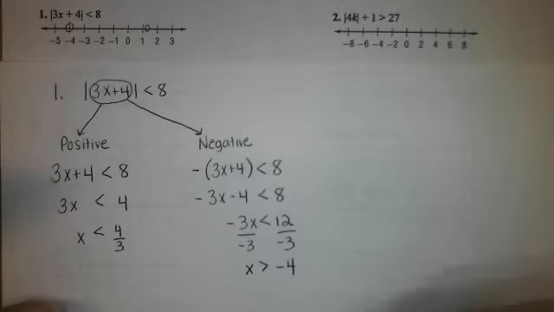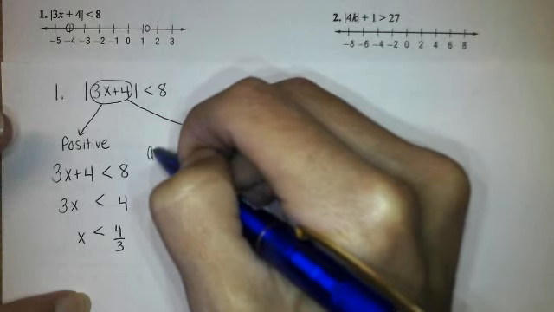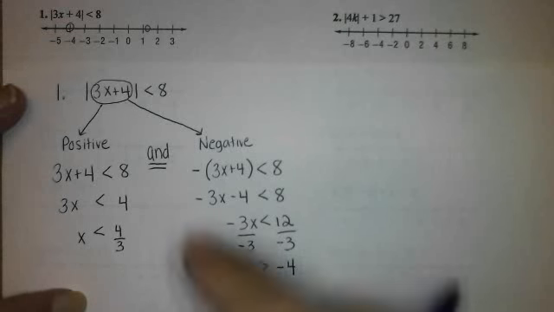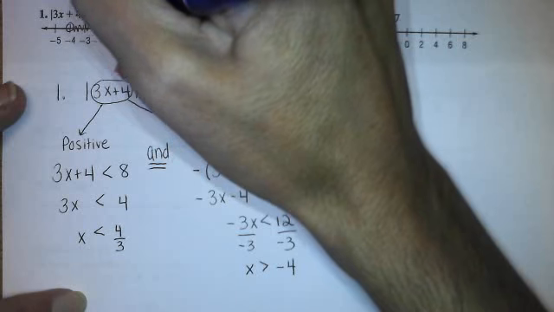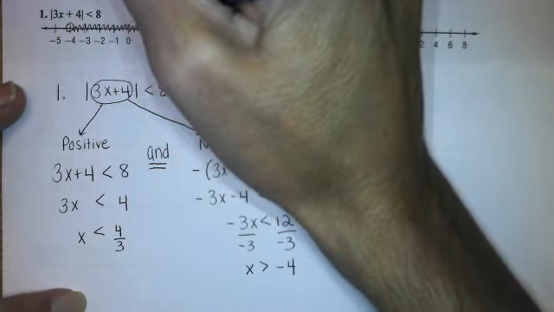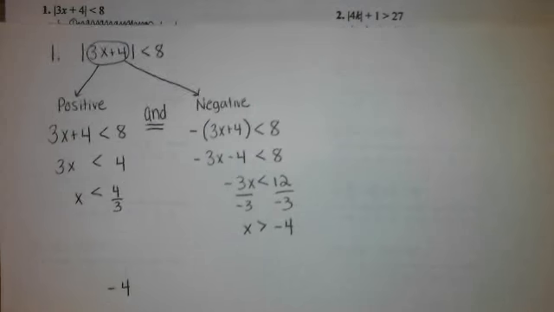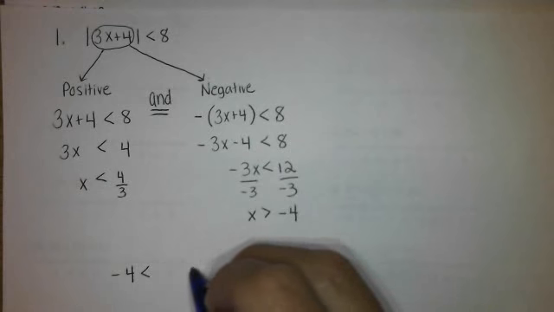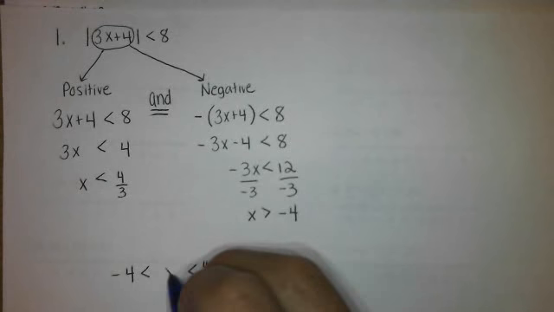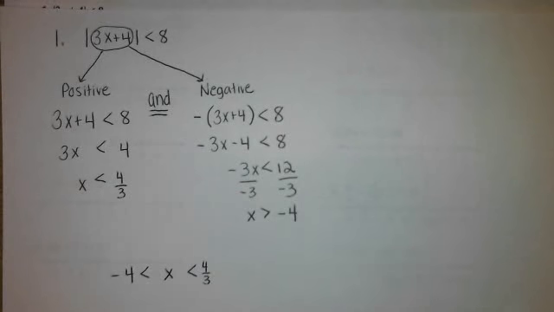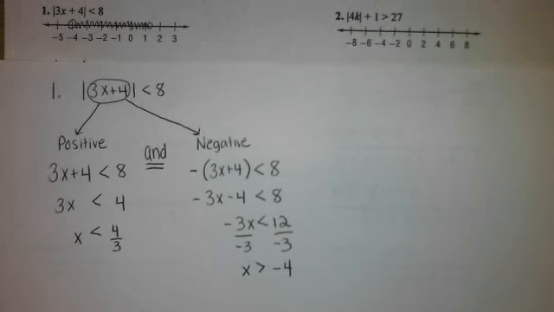And a less than is an and statement. We need both of these to be true at the same time. So we have to be higher than -4 and at the same time lower than 4/3. Now you can actually write this as a between statement, x is between -4 and 4/3, or you can leave it as two separate inequalities with the and in between. That works as well. So let's go ahead and try it again on example 2.